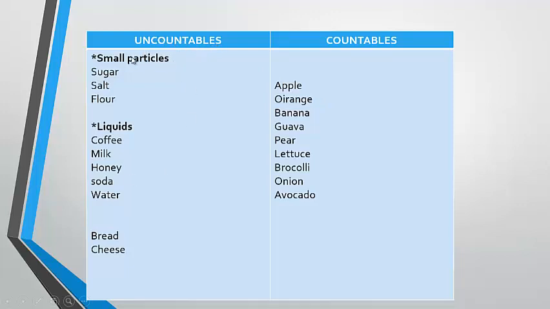Uncountable nouns are small particles, for example, sugar, salt, flour, or liquids, coffee, milk, honey, soda, water, can be also bread, cheese, oxygen, love, because they are abstract. So countable nouns can be counted and pluralized like apple, orange, banana, guava, lettuce, avocado, onion. So that's it for today.